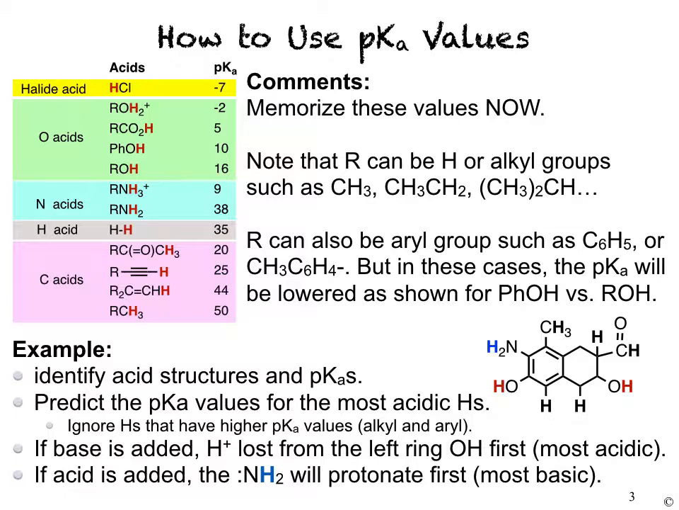If acid is added, then the most basic lone pair, and that one is going to be the lone pair on the nitrogen, is going to protonate first. The most basic site grabs the proton first, and so that's the one on the right. So that's how we use these pKa values. We're going to see much more of that in the next couple of slides. This will give you a better feel for pKa's.